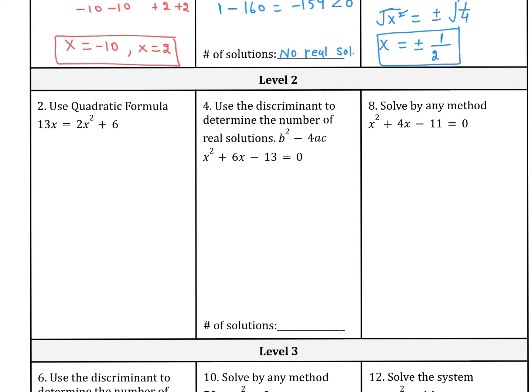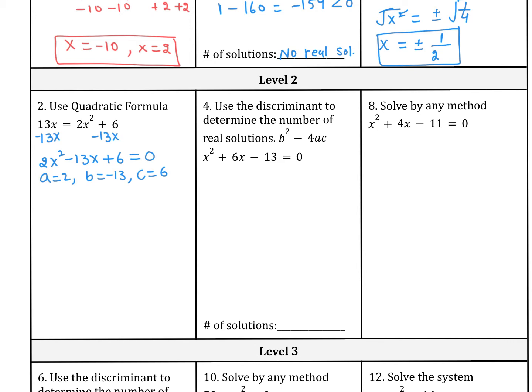For the quadratic formula, you should have the other side 0. So you're going to subtract 13x on both sides. And you get the new equation 2x squared minus 13x plus 6 equals 0, where a is 2, b is -13, c is 6.